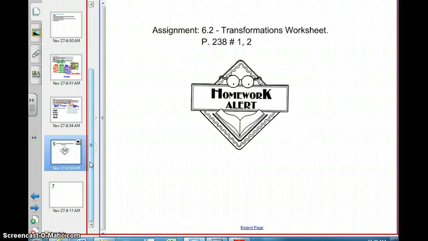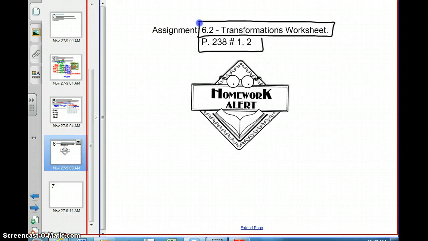Then, to finish off today, we have an assignment. You're going to first do your transformation worksheets. I uploaded that to the Moodle, titled just that, 6.2 Transformations Worksheet, and that says multiple transformations. Then you're going to do page 238, number 1 and 2.